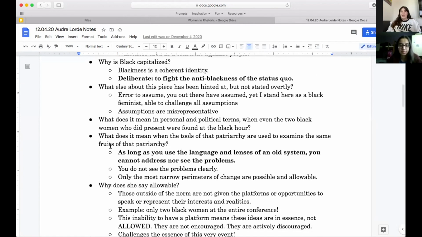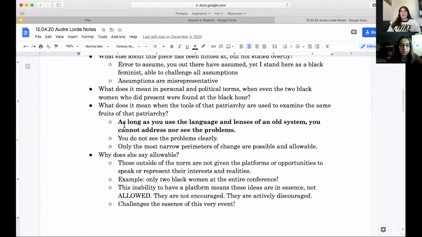So we come here and we see that my professor asked us, what does it mean when the tools of that patriarchy are used to examine the same fruits of that patriarchy? So I think an example of a level 1 question would just be define patriarchy, right? Level 2 question could be give examples of tools of a patriarchy. And then a level 3 question could be how are the tools of a patriarchy used to oppress minority classes in, and then I could name a specific state or a specific time period, which makes it application based if I haven't already done that for that same time period or date. Does that sound good?